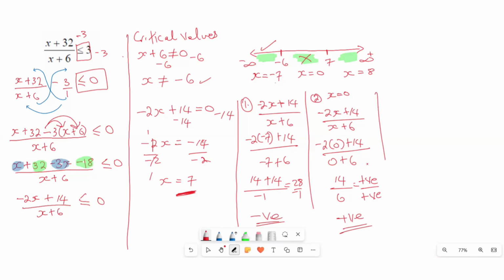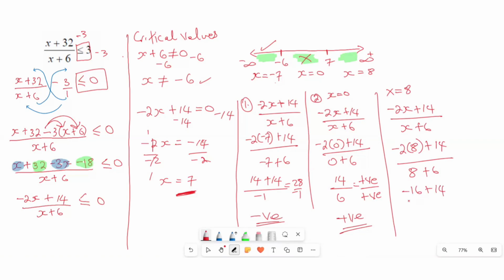Now let's go for the last test. We're testing a number greater than 7. So in this case, x is going to be what? 8. So let's write back what we have. So we have -2x plus 14, and this is over x plus 6. We're going to substitute 8. So -2 times 8 plus 14, and this is going to be over 8 plus 6. So this is -16 plus 14 over 14.